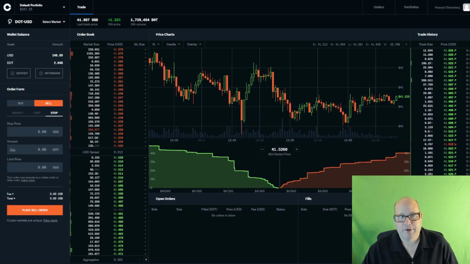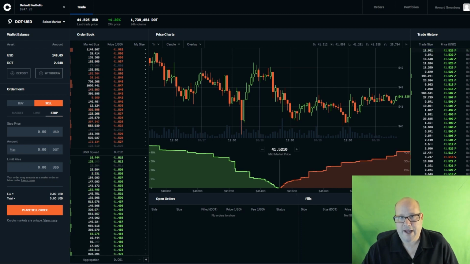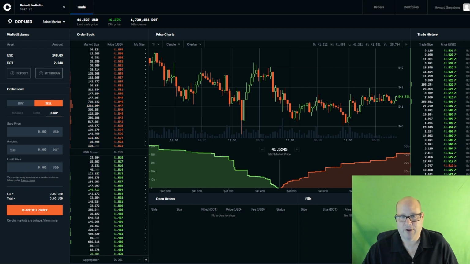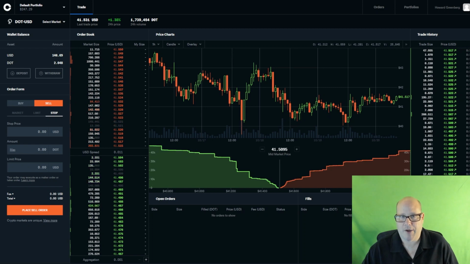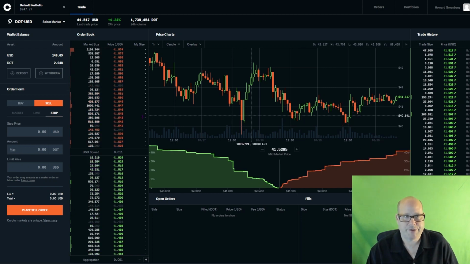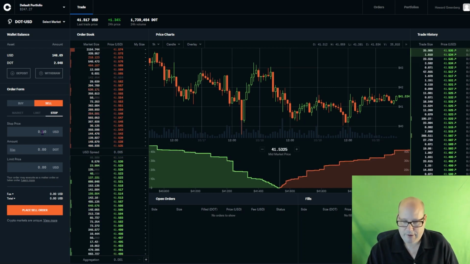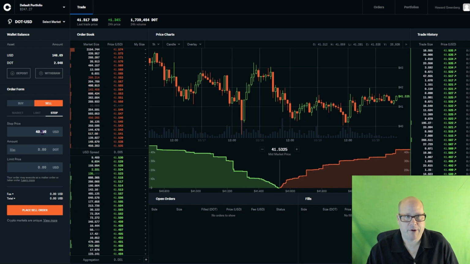Okay, let's take a look at another type of order. Right now I have a little over 2 Polkadot in this wallet, and I am looking to sell it in case it goes down. I want to protect myself against any losses or a large amount of losses. So sometimes we'll set what's called a stop loss order. Right here in the stop price, let's say it goes down to $40. So I'll enter 40.00 as the price to activate this trade.